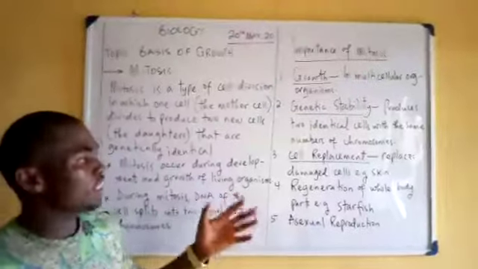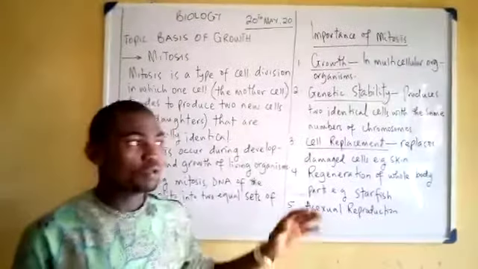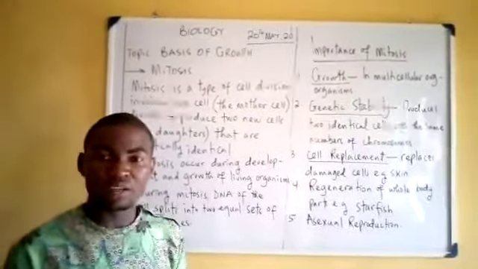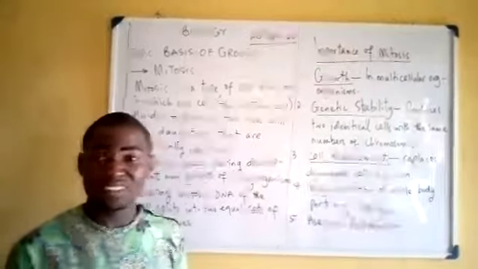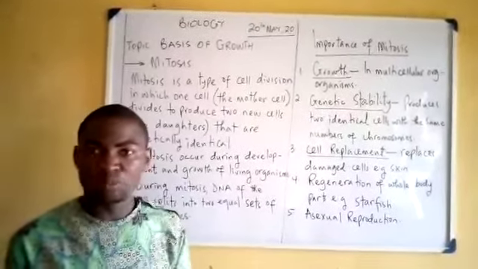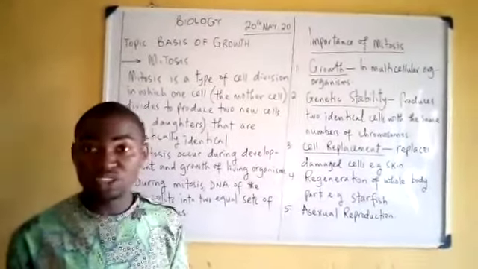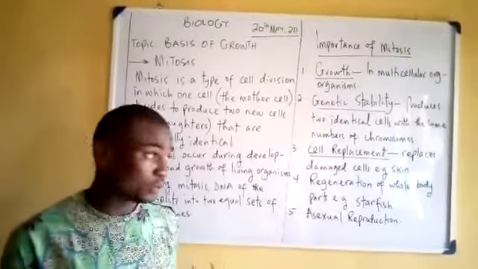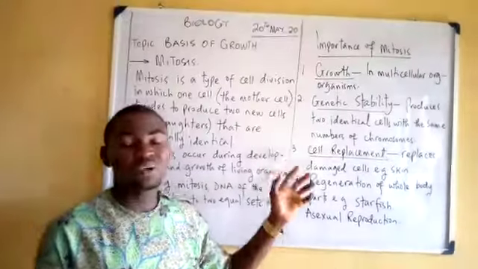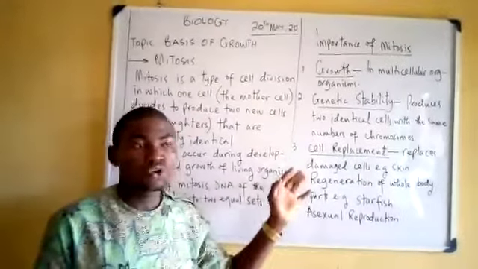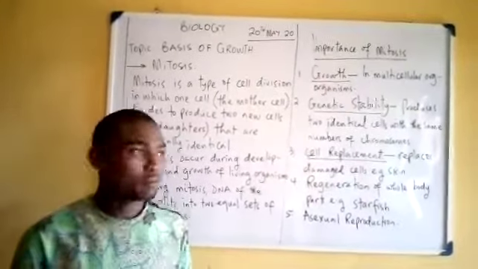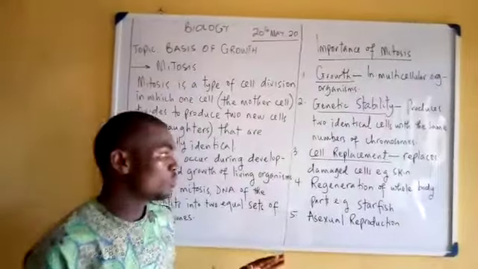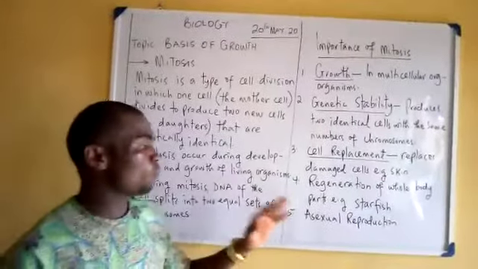We also have cell replacement. When some cells are worn out or damaged, for example the cells of the skin, when they are exposed to harsh environmental conditions like sunlight, some of them tend to die, some of them tend to wear out. So it is the duty of mitotic cell division to replace the old ones by cell division.